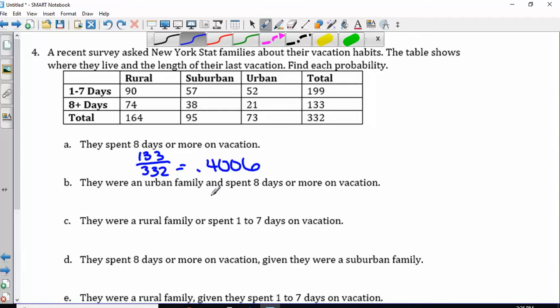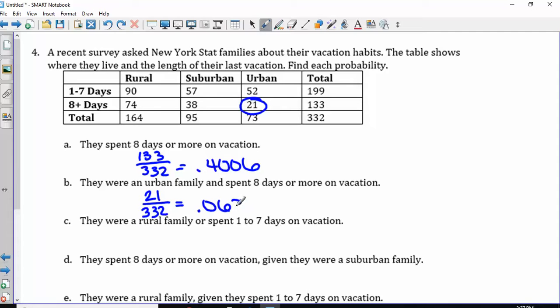B, I want them to be urban and 8 or more days. So we could use an and formula, or we can just look at our table. Because I have the original data, urban, 8 or more days, that was only 21 people out of my total. So we get 0.0633.